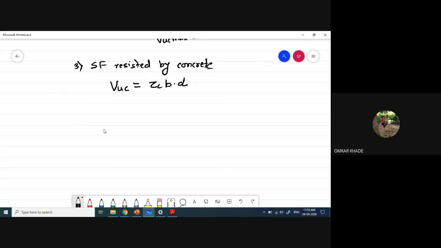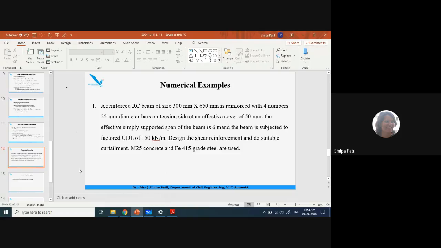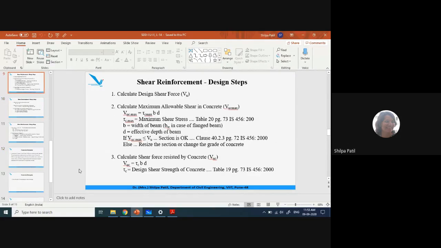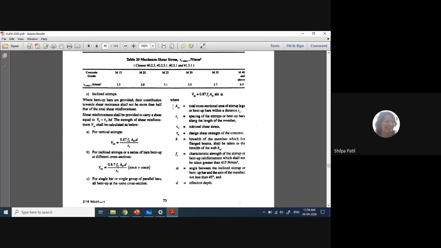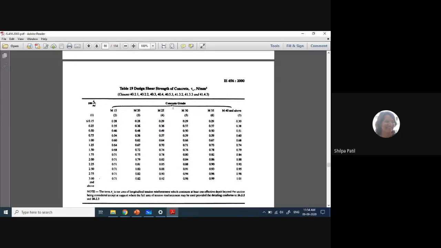Tau C is used to denote which value? Tau C is the design shear strength of the concrete, right? And that value we have to calculate from table 19. So open table 19 from IS code. It is on the same page, page 73, table 19, design shear strength of concrete, tau C.